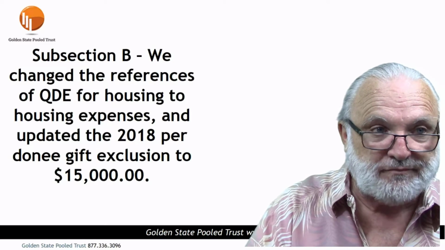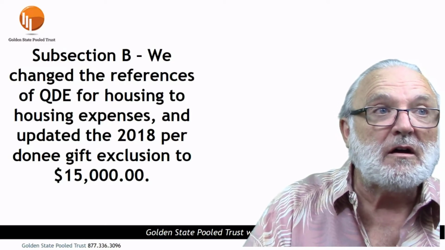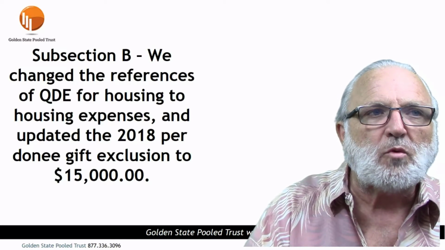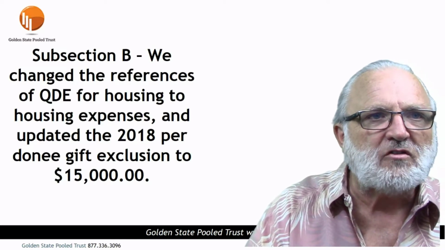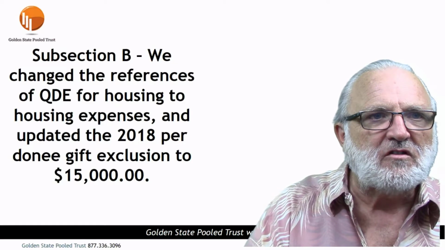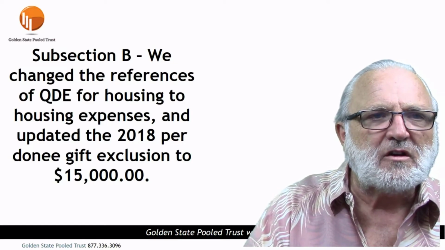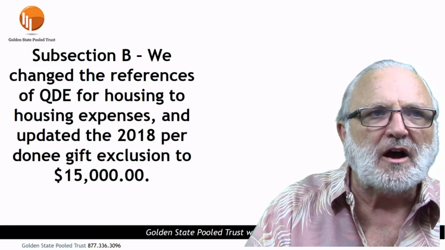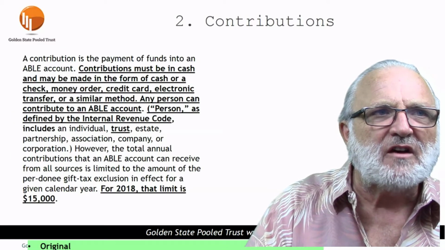Section B goes over that there were changes made to references for QDEs, or qualified disability expenses, for housing and housing expenses, and they also updated that you can contribute up to $15,000 a year into an ABLE account. So let's see what that says.